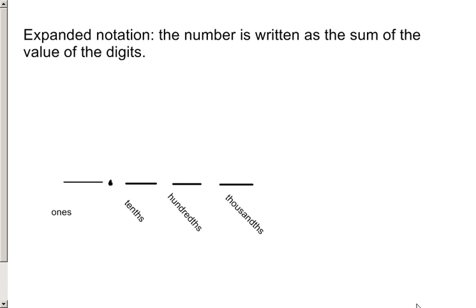Now I'm going to look at expanded notation. Again, it's the number written as the sum of the value of the digits. First of all, I'm going to write this number. I've got a 0, a 4, a 9, and a 5, and I see the value of the places. Now I'm going to write this in expanded form. We have no ones, so I'm going to start at my decimal place. The 4 is in the tenths place, so it's 4 times 0.1, or 0.10, for the tenths place.